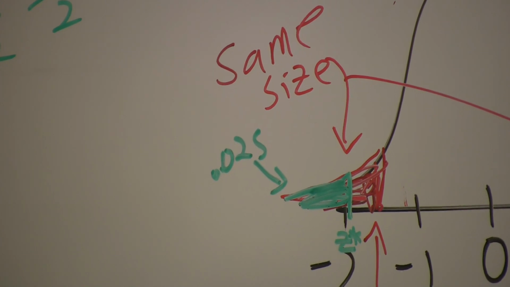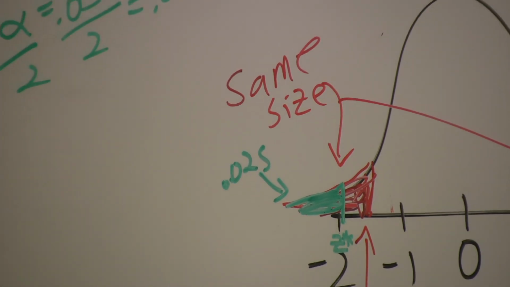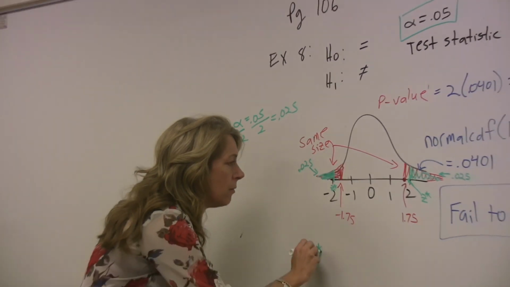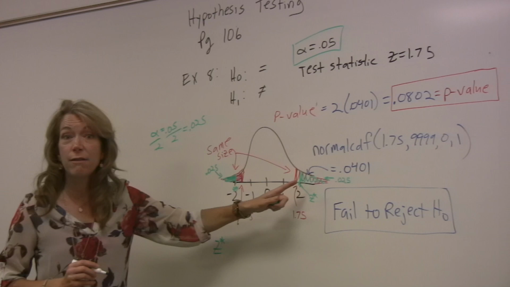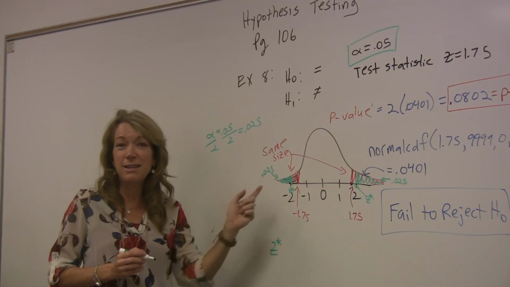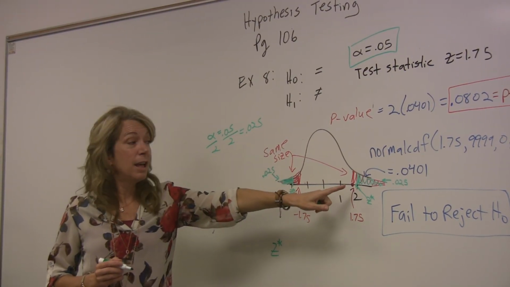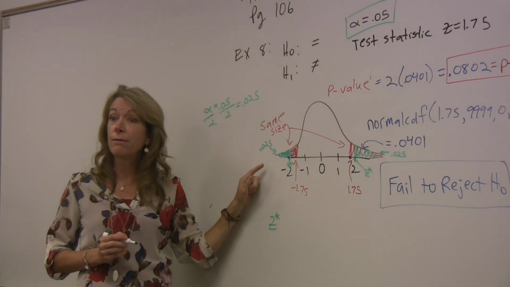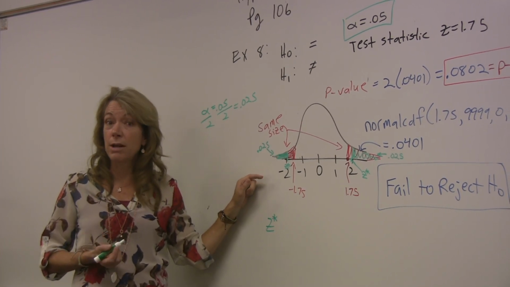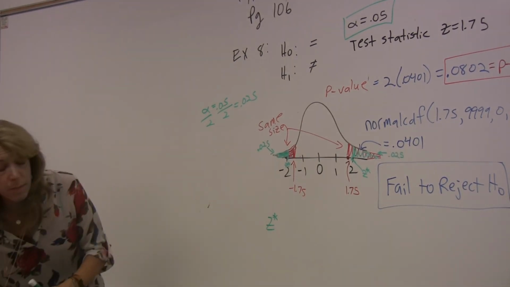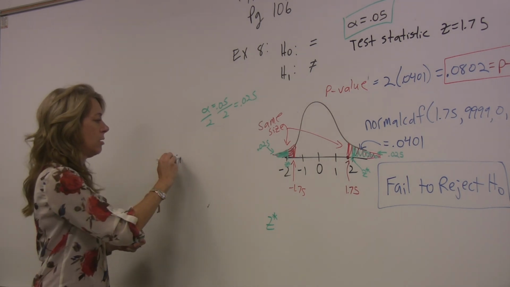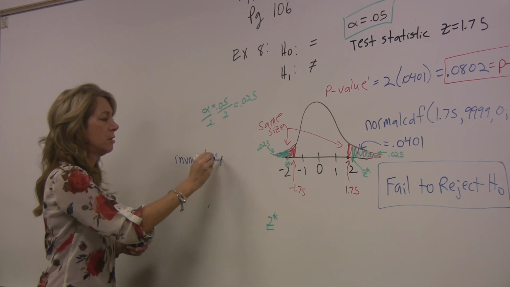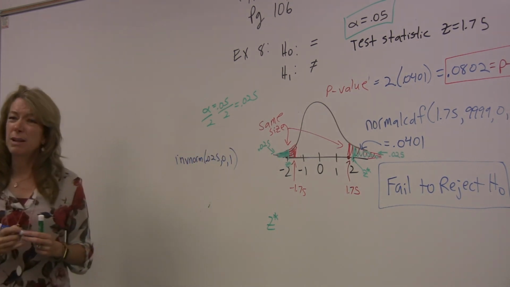How am I going to find those Z's? You use inverse norm. That would be 0.975. I usually do this one first because it's on the left, it's easier, but you're right, you could do that one. Inverse norm of either 0.975 or inverse norm of 0.025, and 0 and 1. I'm doing the left one first. You should get negative 1.96.